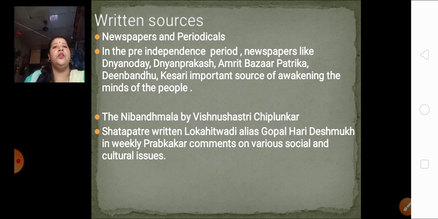Then the Nibandhamala by Vishnu Shastri Chiplunkar. Nibandhamala was written by Vishnu Shastri Chiplunkar. Then Shatapatre. Shatapatre was written by Lokahitvadi Gopal Hari Deshmukh. He had written them in the Weekly Prabhakar, which commented on social and cultural issues. Understood? So these were the written sources.